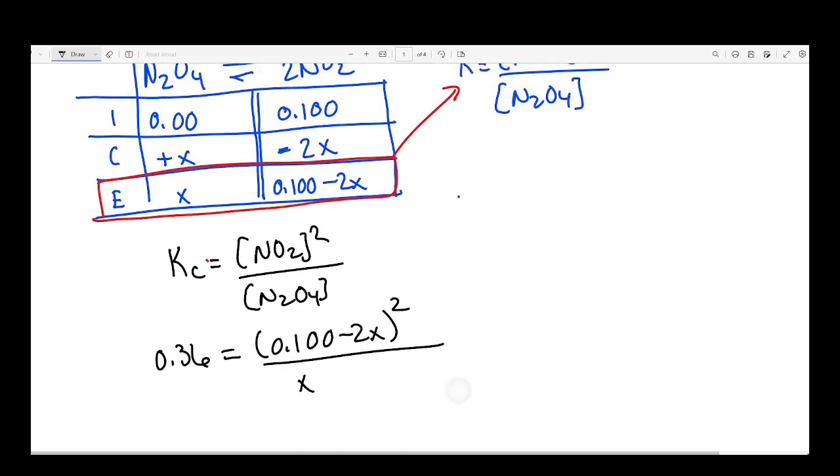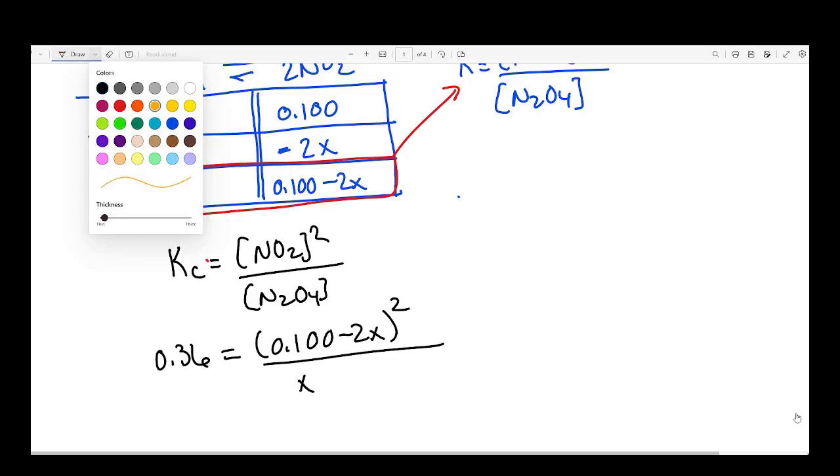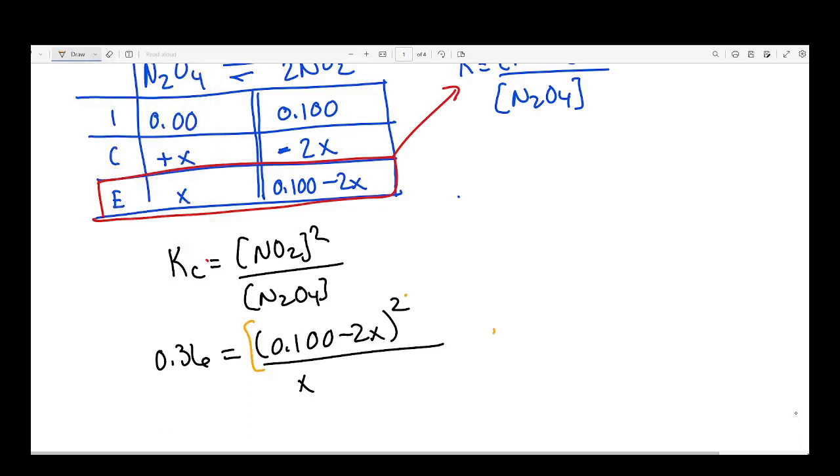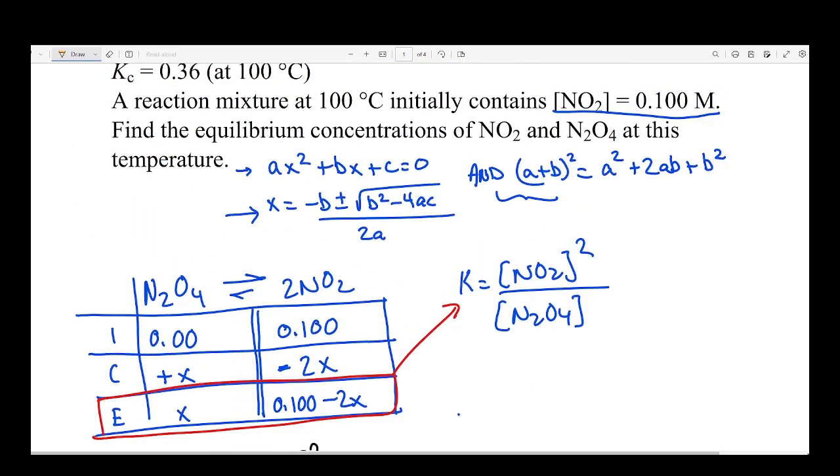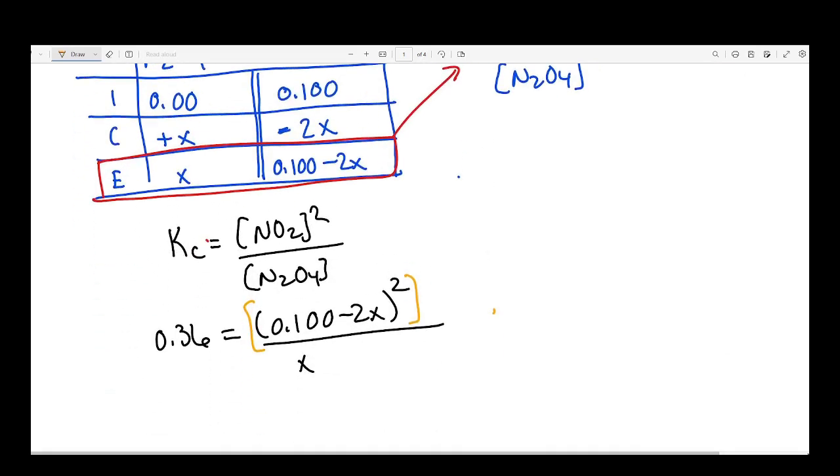Okay, so now in order to solve this part, this term right here, in order to figure out that square, we're going to use this property. A plus b squared is equal to a squared plus 2ab plus b squared. In fact, I think I'll write that here. A plus b squared is equal to a squared plus 2ab plus b squared. Okay, so let's just go ahead and solve that numerator.